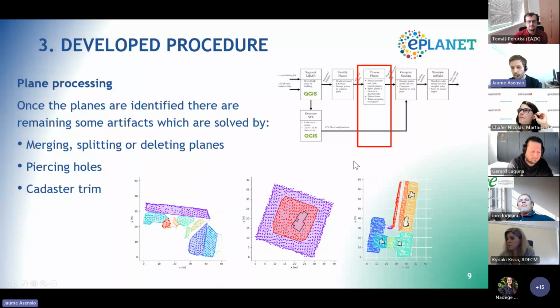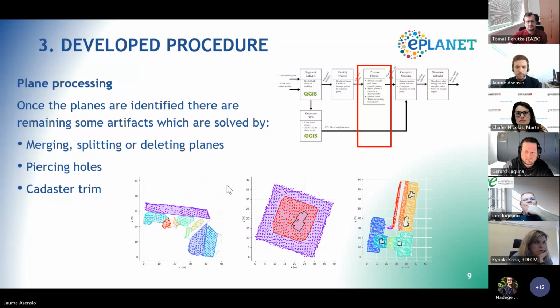Moving on, once we had the points grouped in different clusters, each cluster belonging to a plane, we applied some plane post-processing techniques. These were of two kinds. The first was refining the plane identification: if two planes were too close and had similar orientation and tilt, they were merged. If there were discontinuities in a plane, because there was a region in which there were no points, it was split. And if there were planes that didn't fulfill some quality criteria, such as minimum area and minimum density of LiDAR points, these were deleted because we consider them not to be valid.